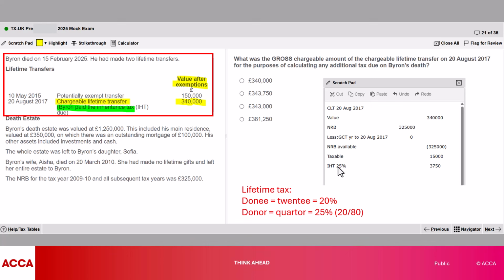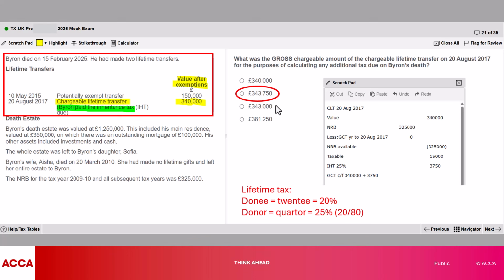So the tax is at 25%, and the gross chargeable amount is going to be the gift plus the tax. So it's the value after the exemptions plus the tax that would be carried forwards. And that gives us our answer, the second option, 343,750. And for this one, as long as you knew that for a CLT where the donor pays the tax, we have to add the tax to get the gross amount, you could immediately eliminate the first one.